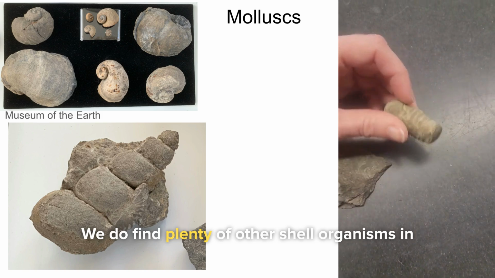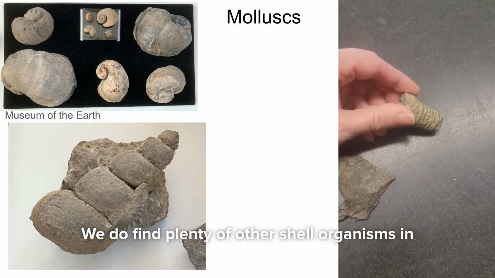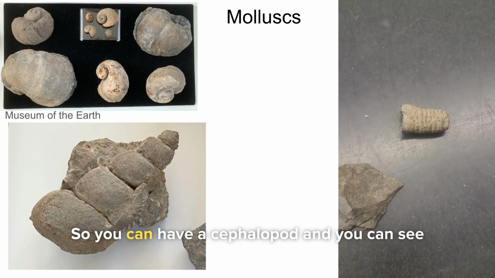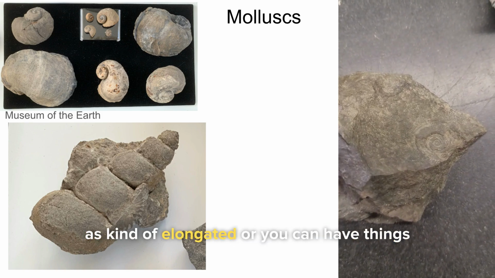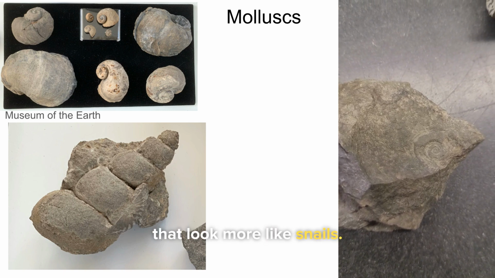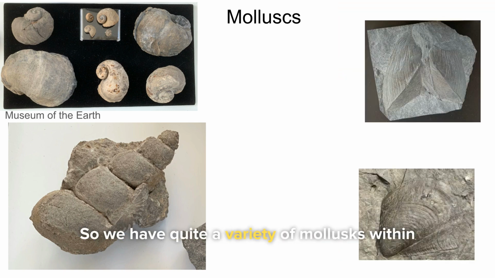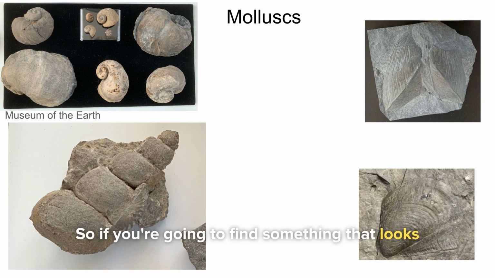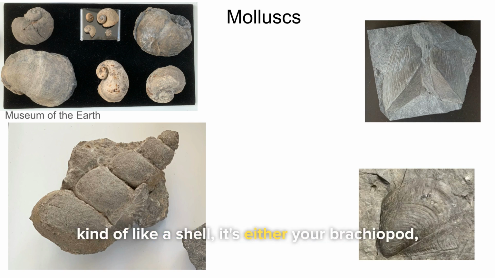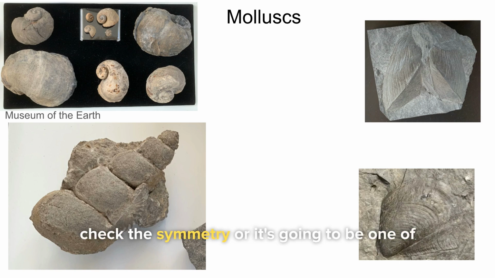We do find plenty of other shelled organisms in the mollusk group. So you can have a cephalopod, and you can see it's kind of elongated, or you can have things that look more like snails. So we have quite a variety of mollusks within New York State. If you're going to find something that looks kind of like a shell, it's either your brachiopod, check the symmetry, or it's going to be one of these mollusks.